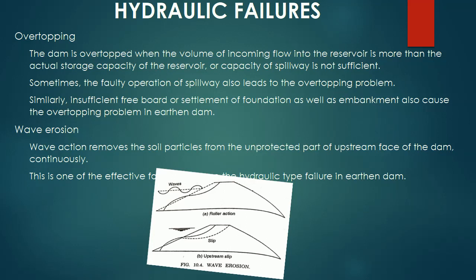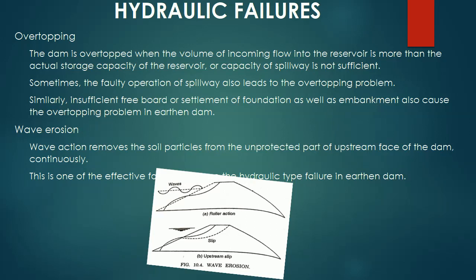The next type of hydraulic failure is wave erosion. Wave action removes the soil particles from the unprotected part of the upstream face of the dam, continuously. This is one of the effective factors to cause the hydraulic type failure in an earthen dam. Then another hydraulic failure of earth dams is toe erosion.